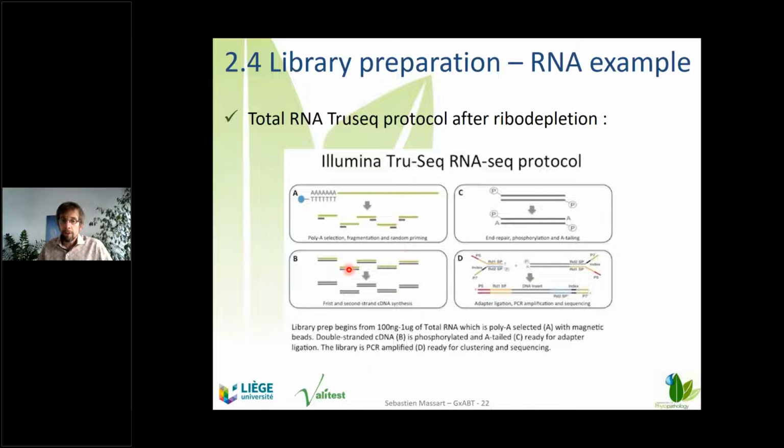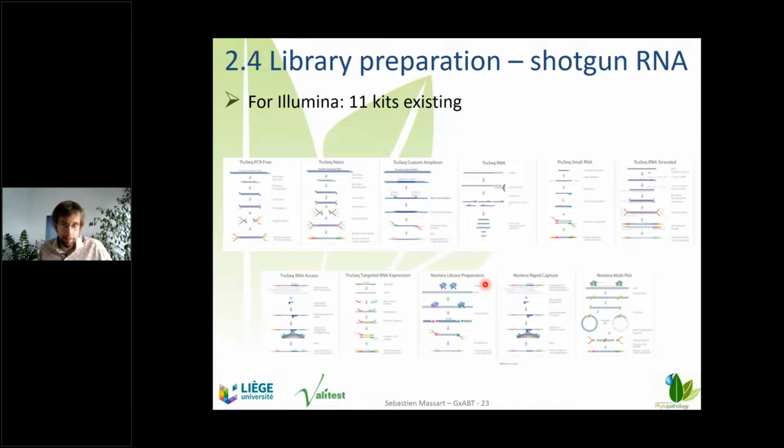You shear it into small pieces. You reconstruct the first strand and second strand cDNA, really classical molecular biology. You make an end repair, then A-tailing. You see here this protruding A, adenine base. Just classical molecular biology. After that you make a ligation with specific adapters, and you get your final product, where you have the DNA of your sample and specific adapters. I will go over the adapters just after.